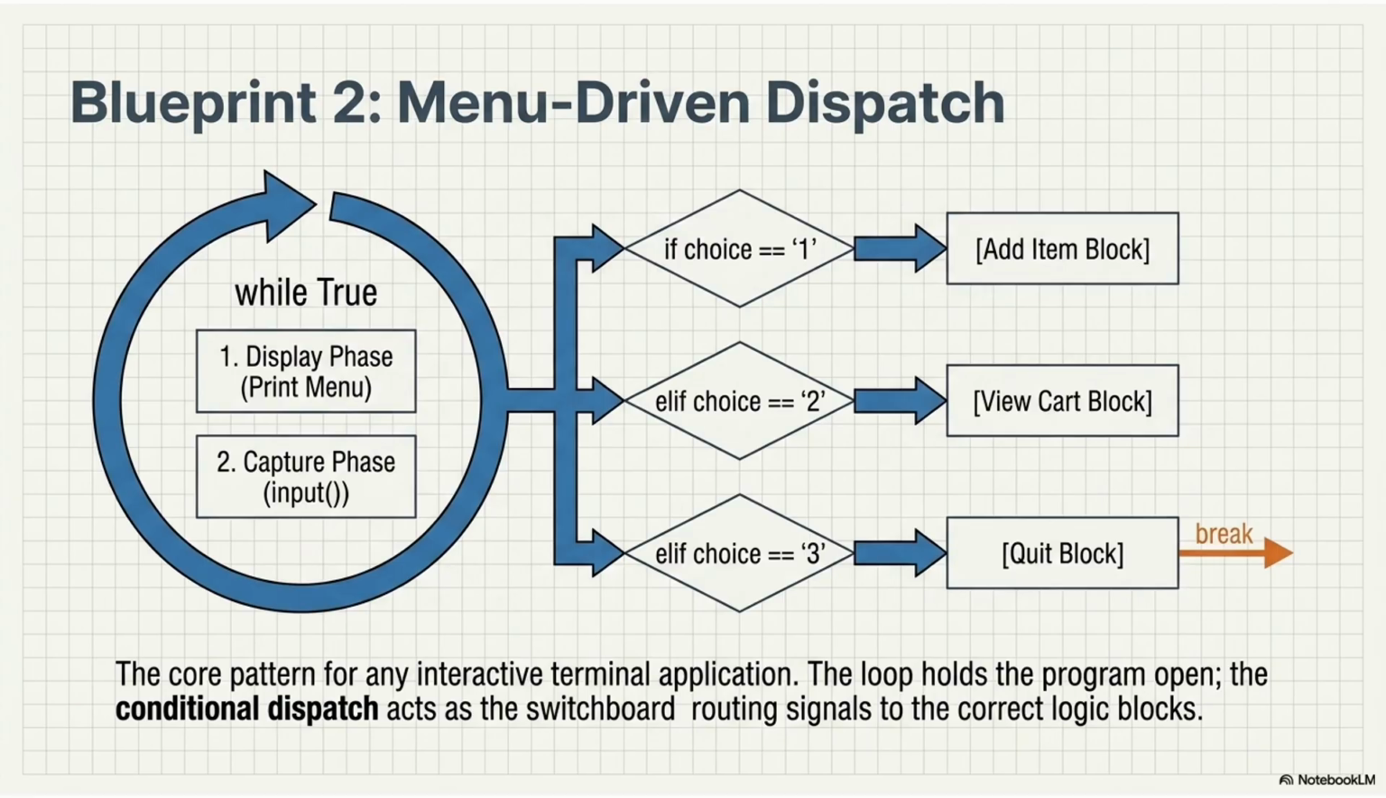If choice is equal to 1, it triggers the add item block. Elif choice is equal to 2, it triggers the view cart block. Elif choice is equal to 3, it triggers the quit block and calls break to exit the loop. The caption at the bottom describes this precisely. The loop holds the program wide open, and the conditional dispatch acts as a switchboard routing signals to the correct logic blocks. This pattern scales to any number of menu options. The while true loop is the container, the if and elif chain is the router, and the break on the quit choice is the clean exit.